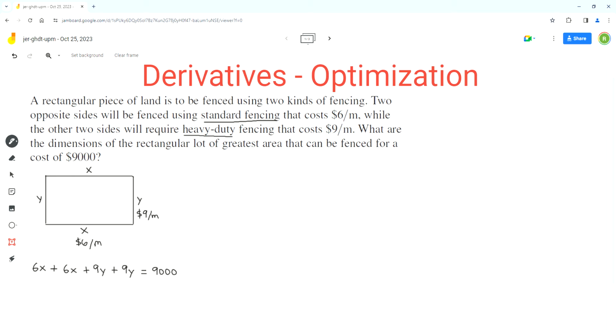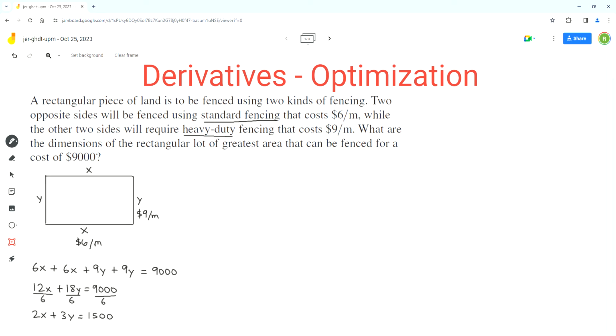Now we can simplify this equation by combining like terms. So 6x plus 6x is equal to 12x, and then 9y plus 9y is equal to 18y, equals 9,000. Now we can reduce this equation by dividing each term by 6. So we get 2x plus 3y equals 1500.